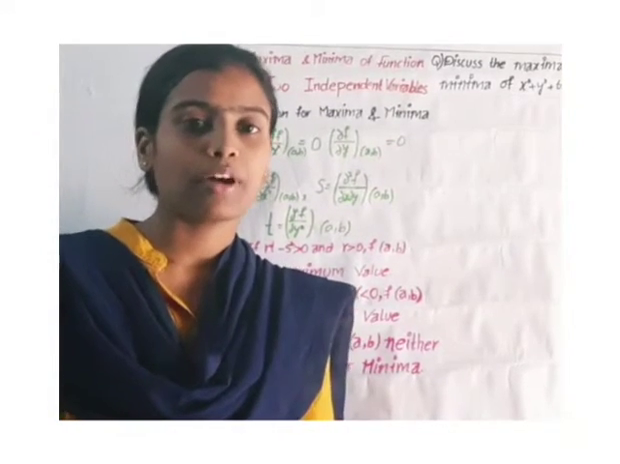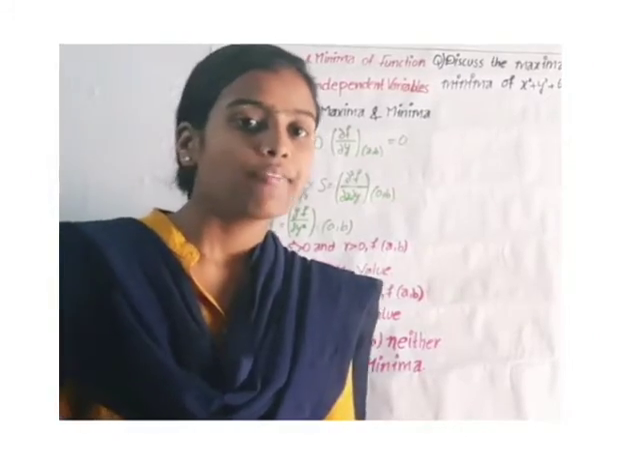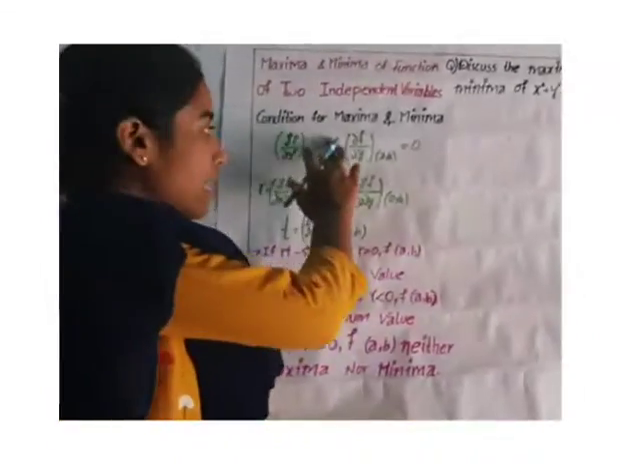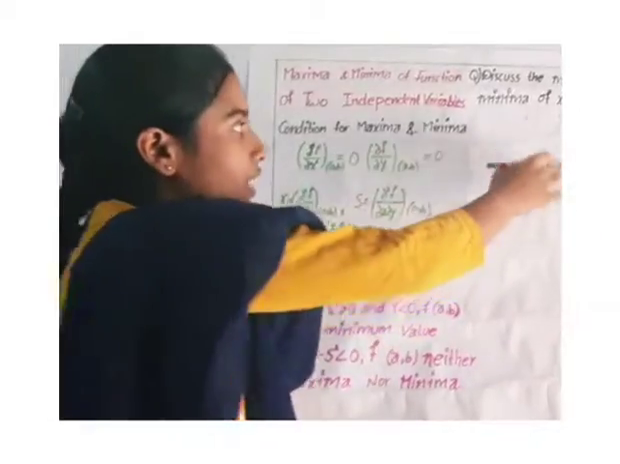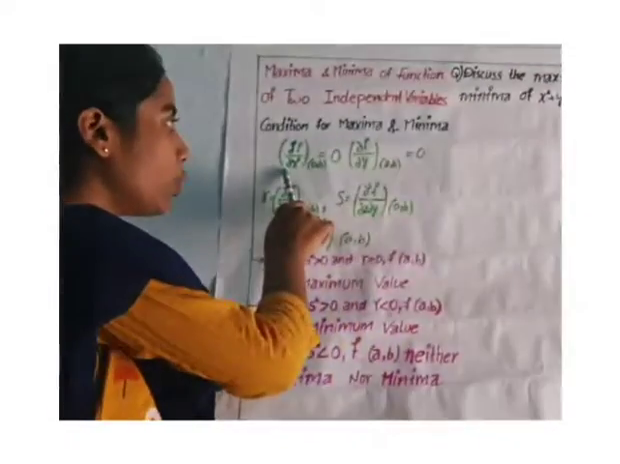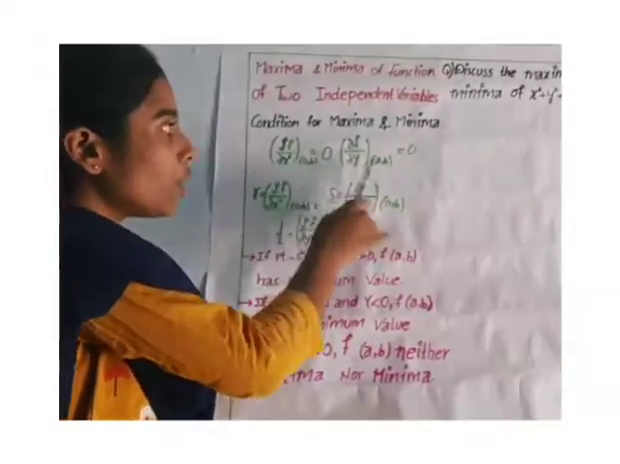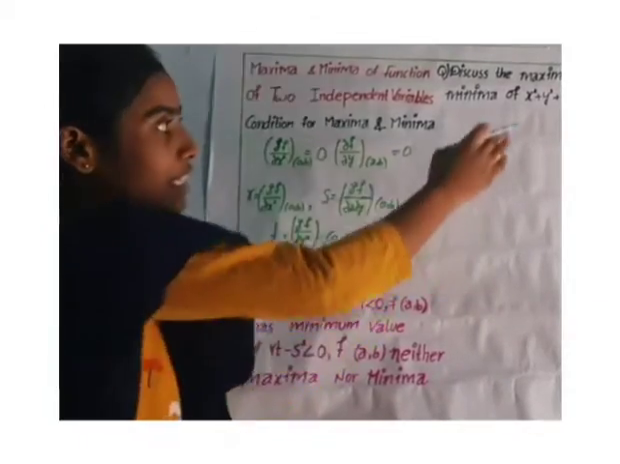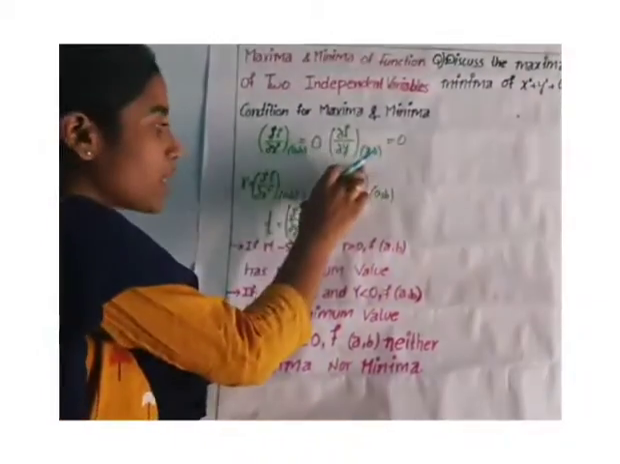Today I am going to tell about the maximum and minimum of the functions. First we will look into the conditions for maximum and minimum of the functions. If the equation is given, we have to find ∂f/∂x = 0 and ∂f/∂y = 0. That means differentiating the equation with respect to x and with respect to y.